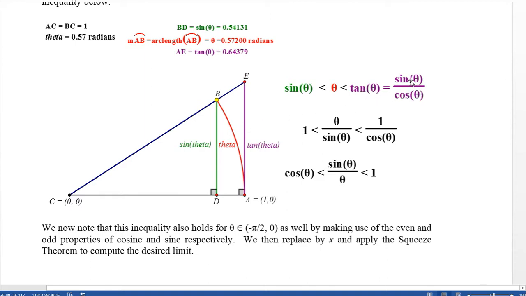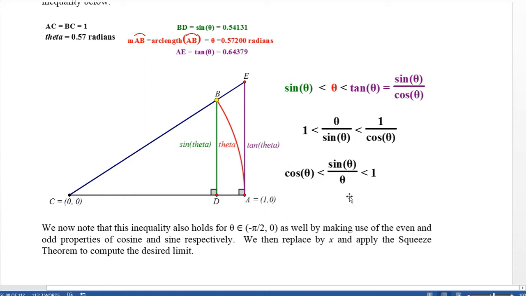Now tangent of theta is sine theta divided by cosine of theta. So what I'm going to do is multiply all three sides by 1 over sine of theta. Sine theta divided by sine theta is 1. Theta divided by sine theta is here. And of course when I divide this by sine theta, I get 1 over cosine theta. Now if these guys are in this order, their reciprocals are in the opposite order. So cosine theta is less than sine theta over theta, which is less than 1. And so we get this relationship here.